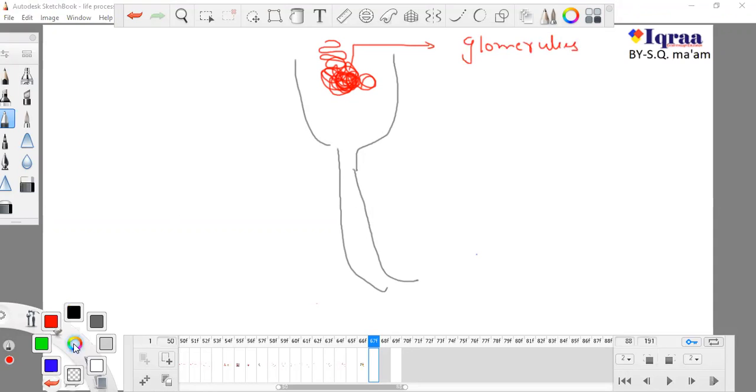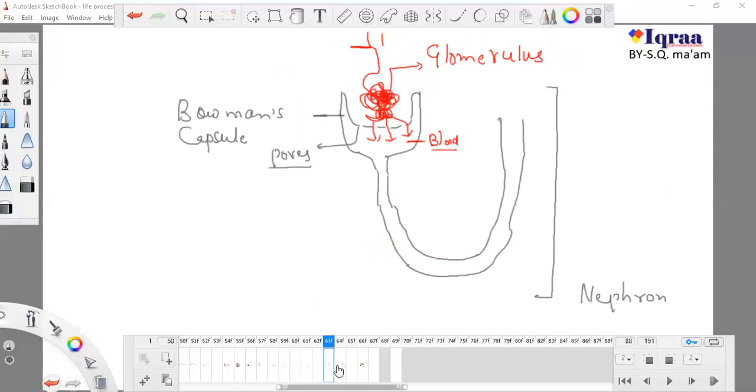And Bowman's capsule is the upper part of the nephron. This cup shaped structure is known as Bowman's capsule. This is the full nephron, and only this cup shaped structure is Bowman's capsule.